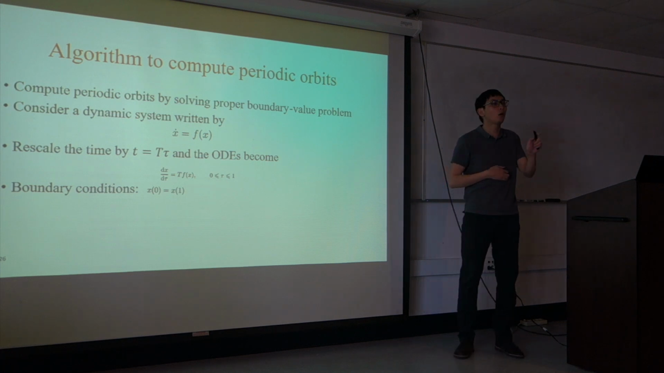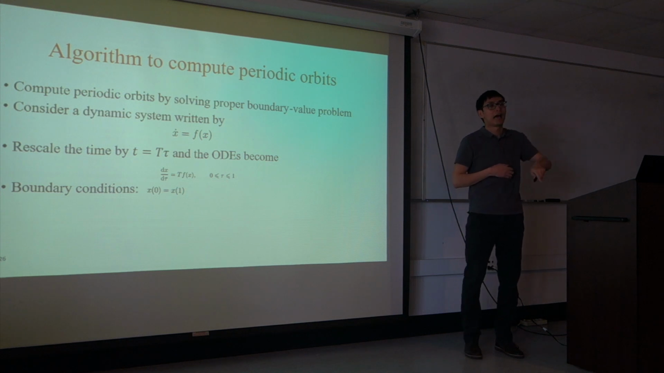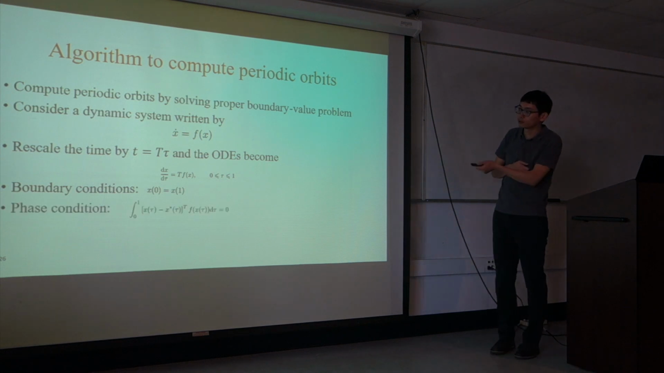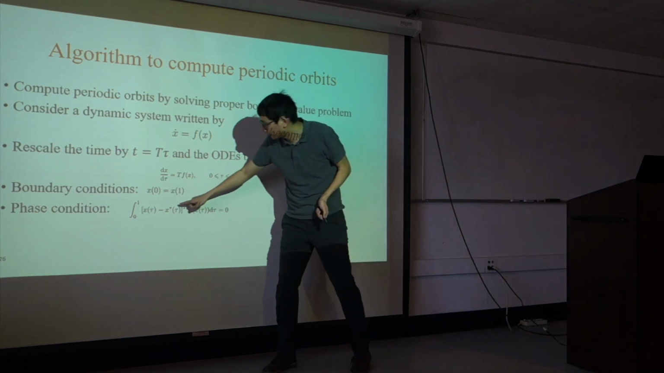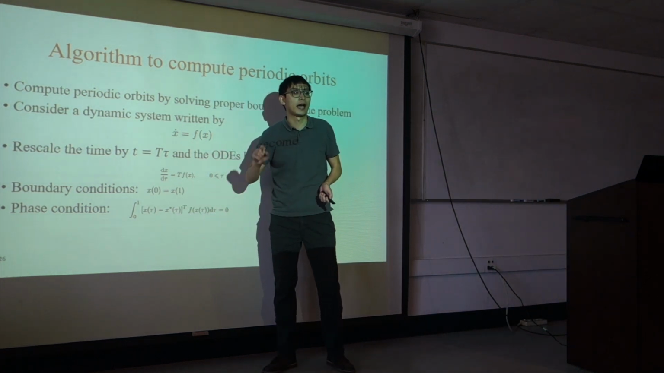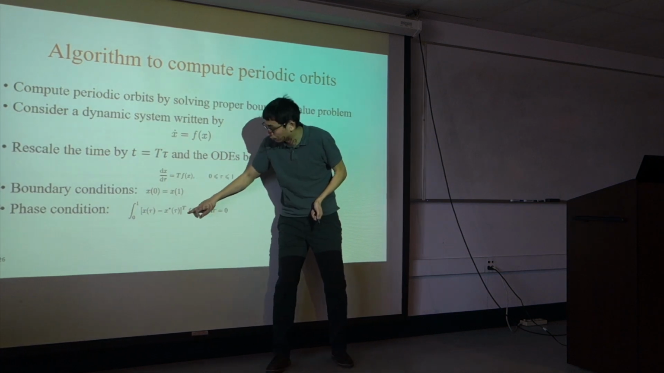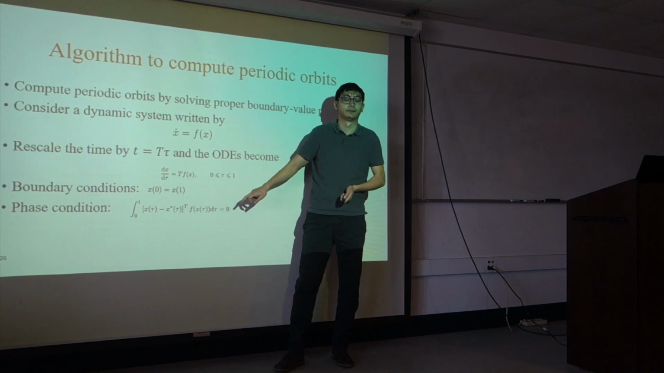But all the points on the periodic orbit have the same relation. This behavior is called the phase shift. So we need to give one more phase condition to fix the point. We use the orthogonal condition. Here, x star is the periodic orbit we have obtained, and this is the tangent direction. So this is the reason why it's called the orthogonal condition.